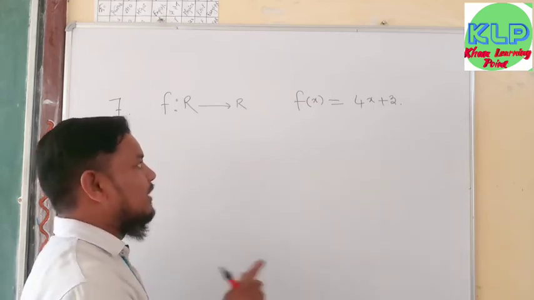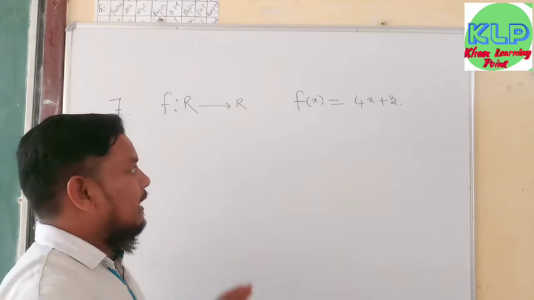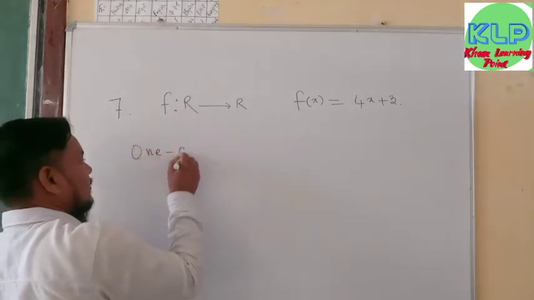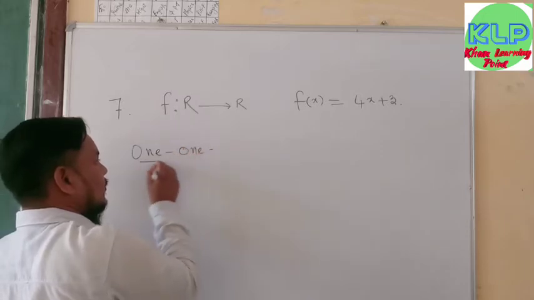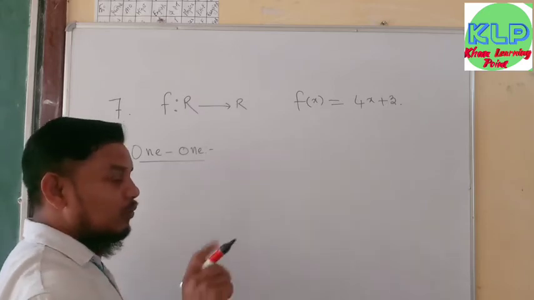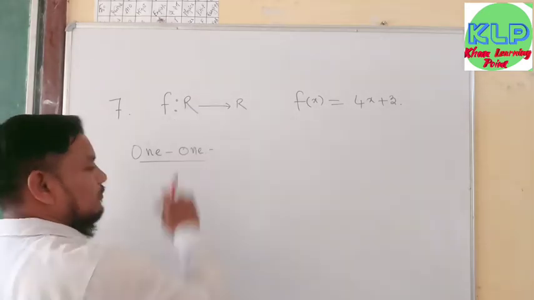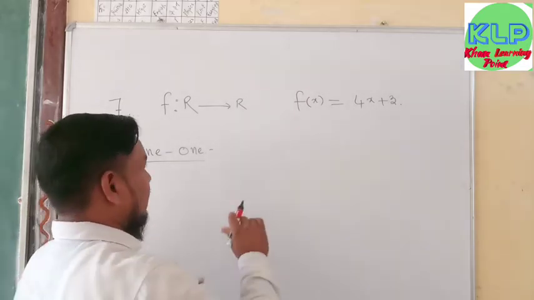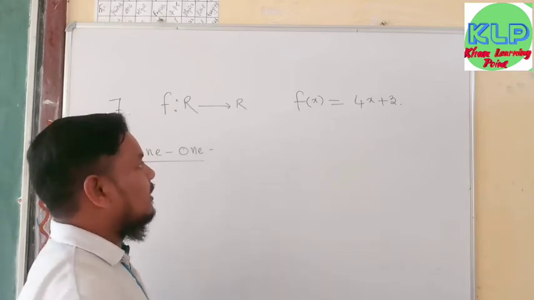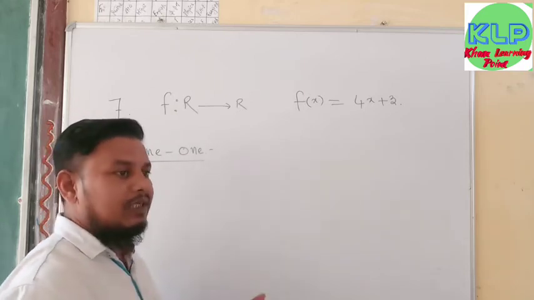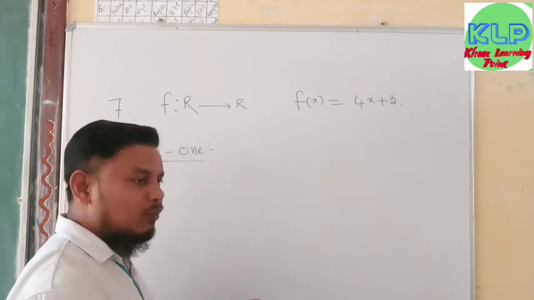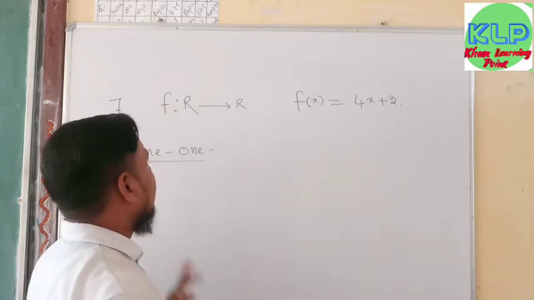So first of all we need to show that f is 1-1. तो 1-1 show करने के लिए हम लोग को क्या करना है? We need to consider two elements of the domain such that f(x1) is equal to f(x2), and subject to this condition we need to show that x1 is equal to x2. And if we can show x1 is equal to x2, then f is 1-1.